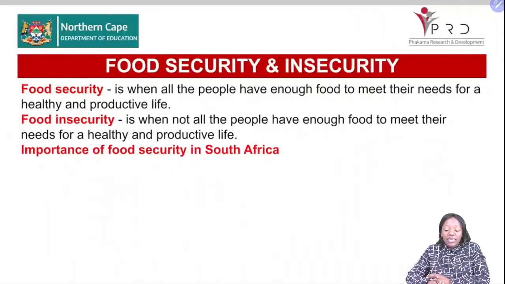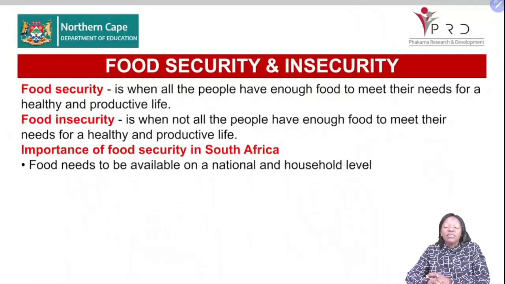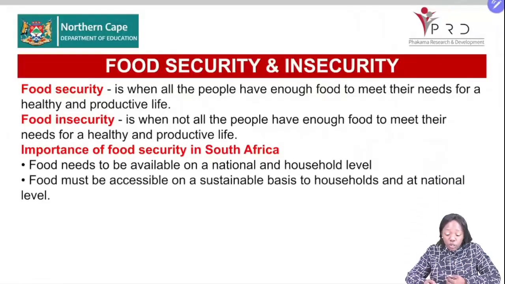We're looking at the importance of food security, why it is important for the country to be in a state of food security. The food needs to be available at the national as well as the household level. What does it mean? It means now the people will be healthy and there will be fewer people who are visiting the health institution. So the country will spend less money when it comes to medication.